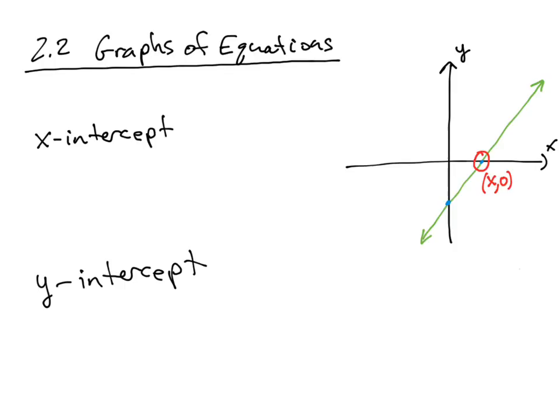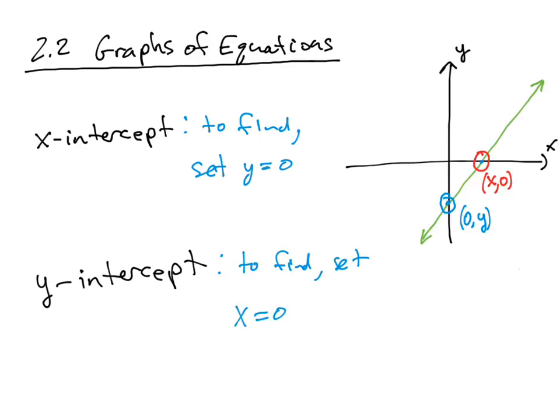Similarly, let's see, what color do we want to use? How about blue? This point right here, this is the y-intercept. This is an x-coordinate of 0, but some y-coordinate. So that informs how we find an x-intercept and a y-intercept. To find an x-intercept, all we do is set y equal to 0. And similarly for a y-intercept, to find that we set x equal to 0.